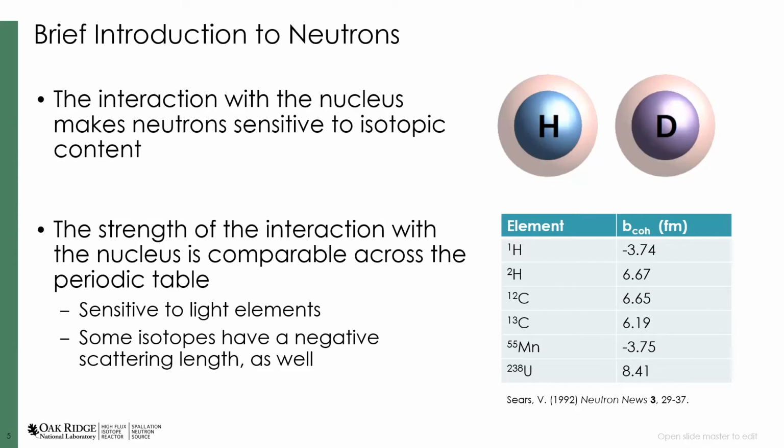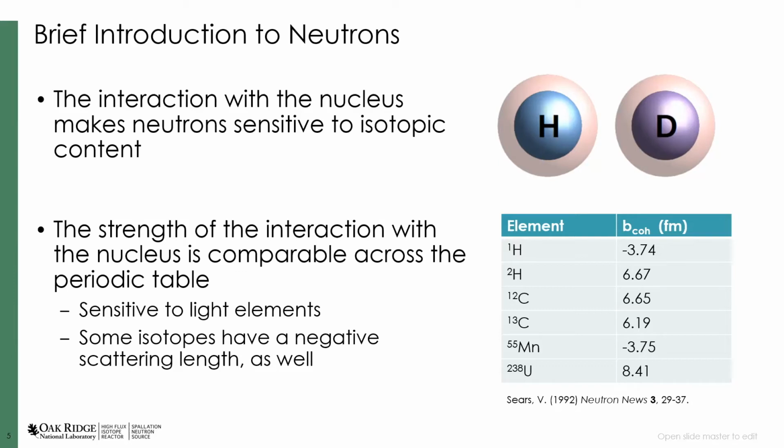So, in the table shown over here on the right, hydrogen has a negative scattering length, about minus 3.7. Deuterium looks an awful lot like carbon. So deuterium and carbon have a scattering length of about 6.67. Carbon-13 is a little bit different from carbon-12. Manganese and titanium are other ones that have negative scattering lengths. But if you look at uranium-238, it's not that dramatically different from the other elements that are shown in this table.